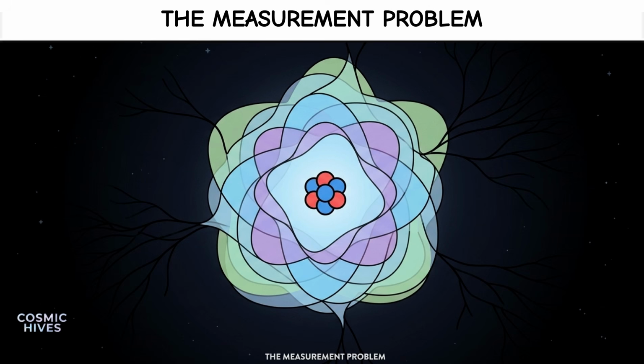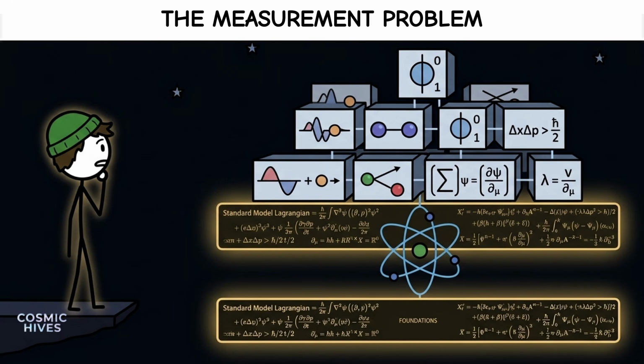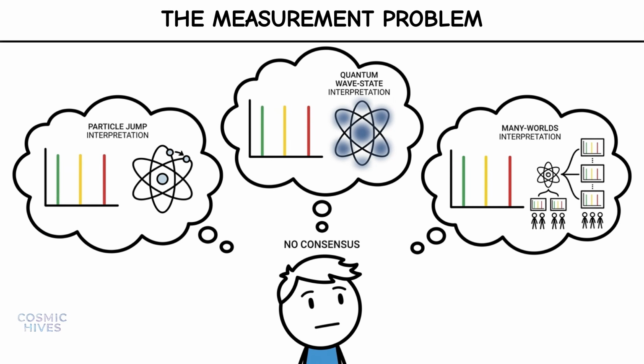Number 3. The measurement problem. Nobody actually agrees on what happens when you look. Here is the theory that sits underneath everything I already covered, and the one physicists argue about most.